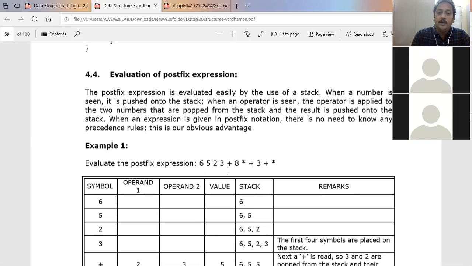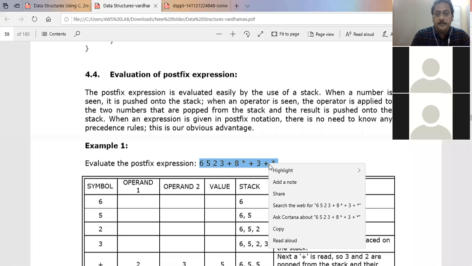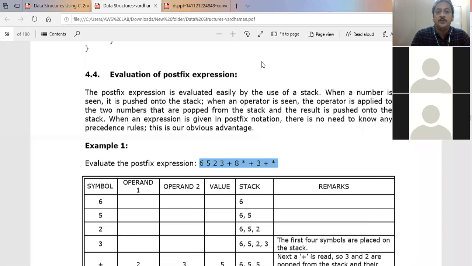Sandeep? Plus. It is an operator. So whenever you encounter an operator, remove the first 2 elements from the stack, apply the operator on them and find the result. The topmost one becomes operand 2 and the bottom one becomes operand 1. That I will show you in the example, so let me stop sharing this.